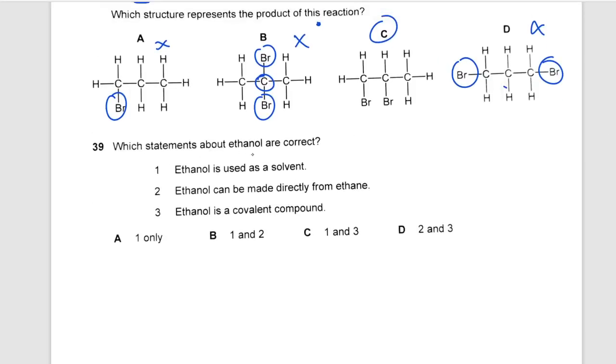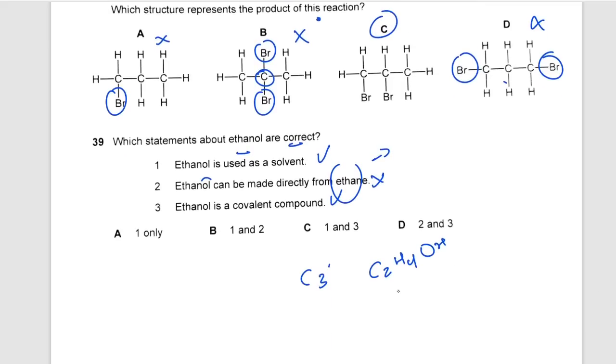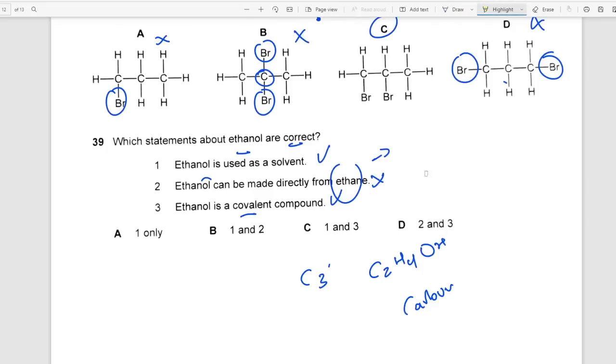Number 39, which statements about ethanol are correct? Ethanol is used as a solvent. That is correct. Ethanol can be made directly from ethane. No, because ethane needs to be converted to ethene, and then ethene can be converted to ethanol. So this is wrong. And ethanol is a covalent compound. Ethanol is a covalent compound because it is C2H4, I believe, OH or something like that. It has carbon, hydrogen, and oxygen, which are all covalent. The answers are 1 and 3.